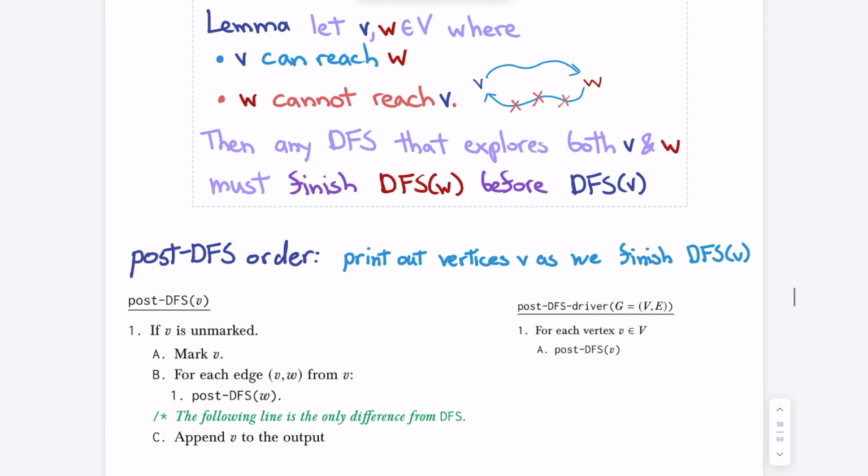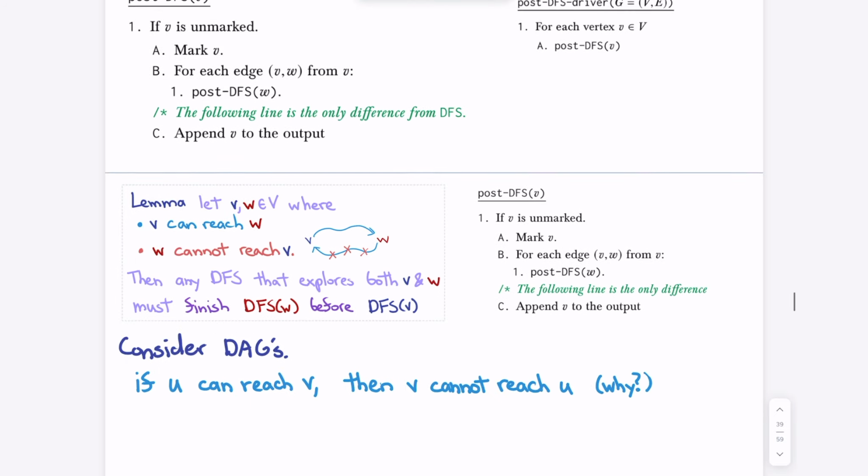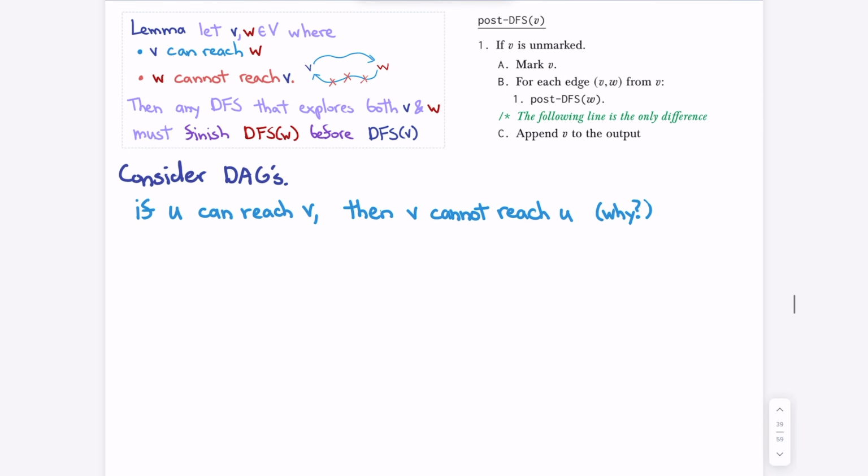So what we want to do is study some properties of this order. Let's say I ran this on a DAG, just as a warm-up. First I take two vertices, and let's say U can reach V. Then V can't reach U, because we're in a DAG. So that means, based on that lemma we just did, DFS will always print V before U.